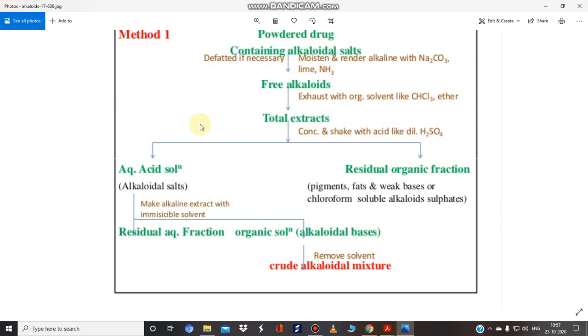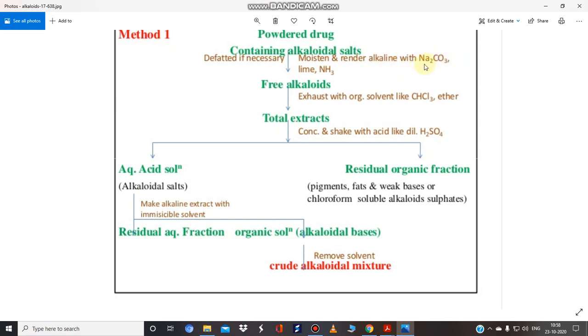And we know fats are non-polar in nature. They are soluble in non-polar organic solvents. So sometimes we follow the procedure of defatting with the help of benzene, pet ether or hexane, which are the most non-polar solvents. I hope you remember the polarity index of solvents, because we have already covered it in the chromatography series. Then after defatting, we will add a basic material.